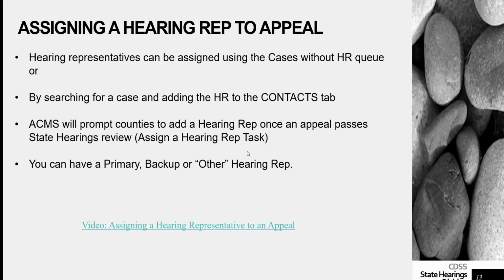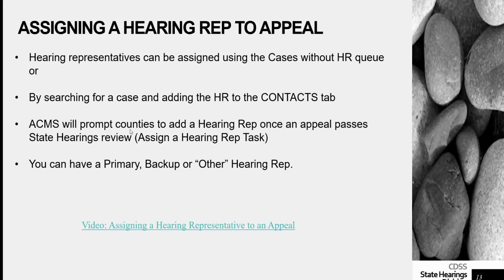Now, all of our business partners use the Assign a Hearing Rep to an appeal. If you are one of the involved agencies, or if you're a responsible agency, whether you're the level 1, 2, or 3 agency, you're going to need to assign a hearing rep to the appeal. And let's see, usually those hearing reps are assigned by that Cases Without a Hearing Rep queue. If you know a case that needs a hearing rep, you can just search for that case and add the hearing rep to the Contact tab.